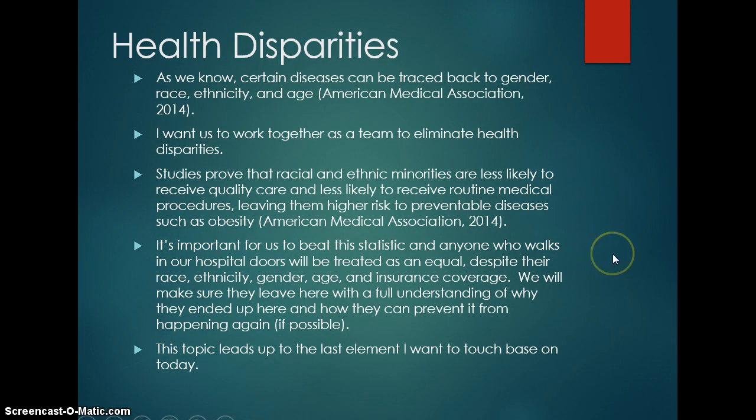Next, we're going to talk about health disparities, which was not on the list to introduce, but I think it's really important before going into our last element. So health disparities, as we've learned, are certain diseases that can be traced back to gender, race, ethnicity, and age. It pretty much comes down to the possibility of opening yourself up to prejudice, racism, etc. I want to work together as a team to eliminate this. Studies prove that racial and ethnic minorities are less likely to receive quality care and less likely to receive routine medical procedures, leaving them at higher risk for preventable diseases such as obesity. It's important for us to beat this statistic.